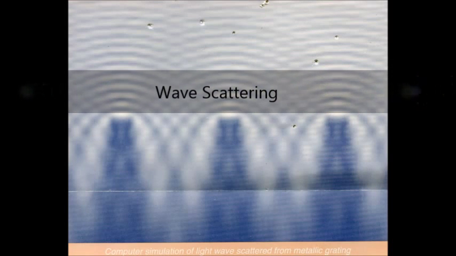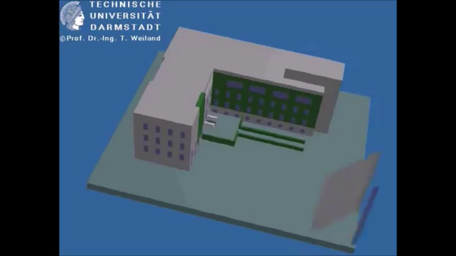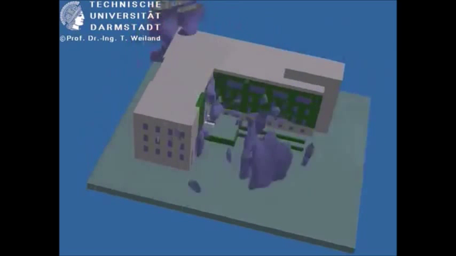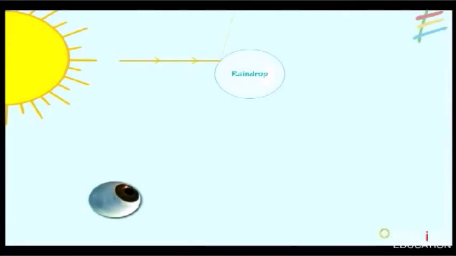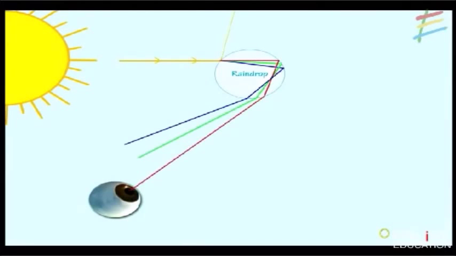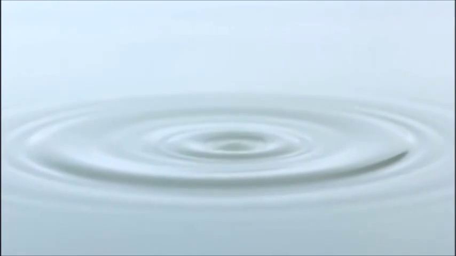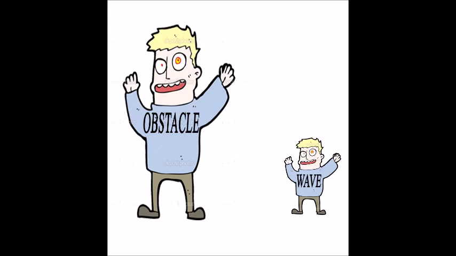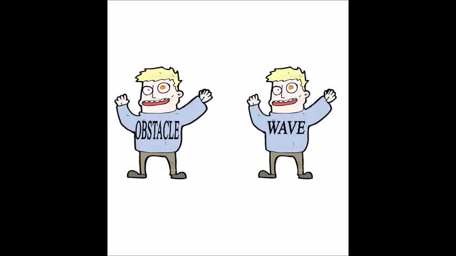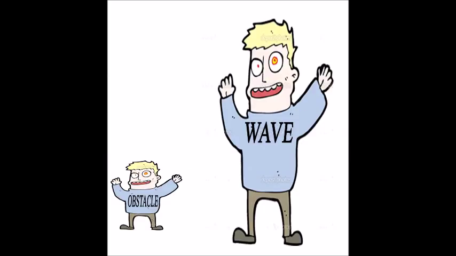This video looks into the concept of wave scattering. The phenomenon of wave scattering corresponds to the collision and scattering of a wave with some material object. For instance, sunlight scattered by raindrops to form a rainbow or water ripples bending around a stone. This bending of a wave primarily depends on the relative size of the obstacle to wavelength.